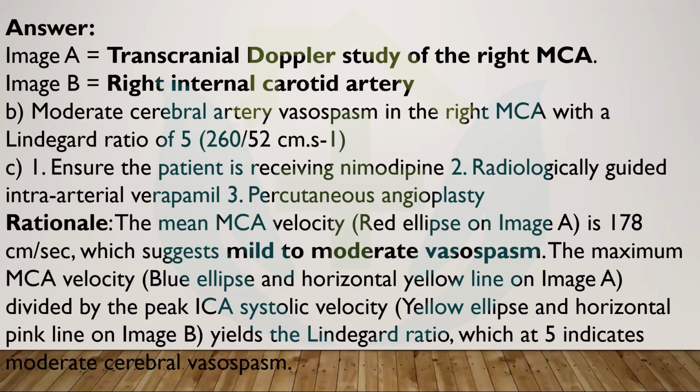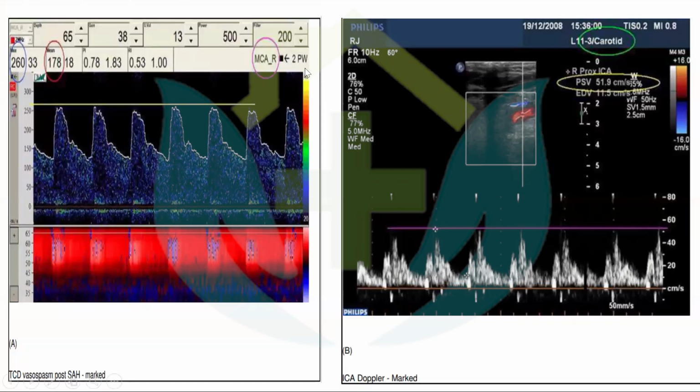Rationale: the mean MCA velocity is 178, which suggests mild to moderate vasospasm. The maximum MCA velocity divided by the peak ICA velocity yields the Lindegaard ratio. Okay, so this is the image I had shown. If you can see there, it is written right MCA. This is the mean velocity. This is the maximum velocity. This is for the carotid and its velocity is 51. So we divide by this, and you'll get the Lindegaard ratio.